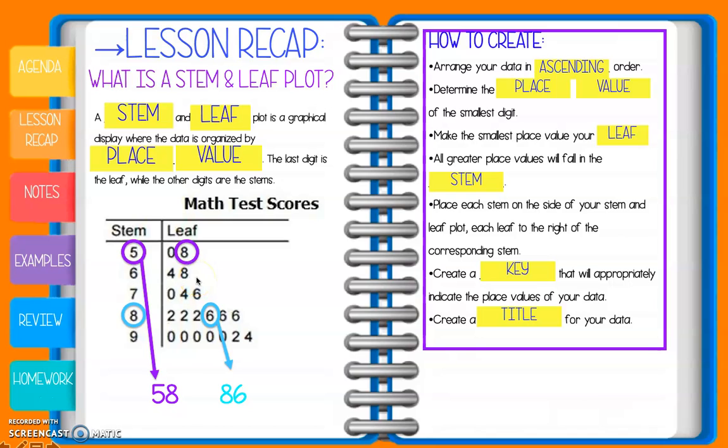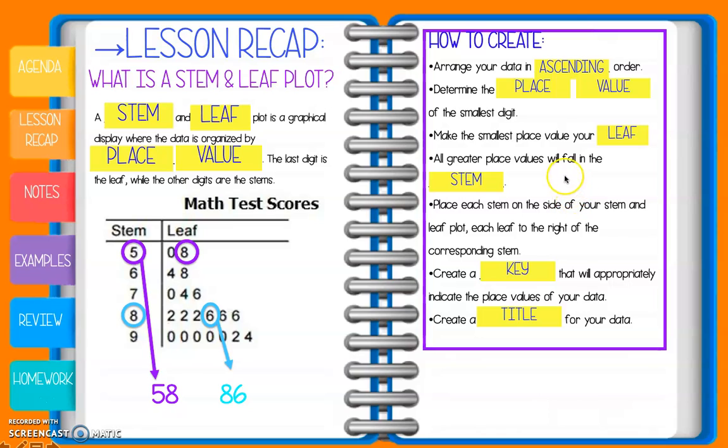What we're going to focus on today is actually making them. So how to create one. The first thing we're going to do is arrange our data in ascending order, from least to greatest. We're going to determine the place value of the smallest digit. In this example, the smallest place value was the ones place, so all of those are your leaves. Anything bigger than your smallest place value is going to be your stem.